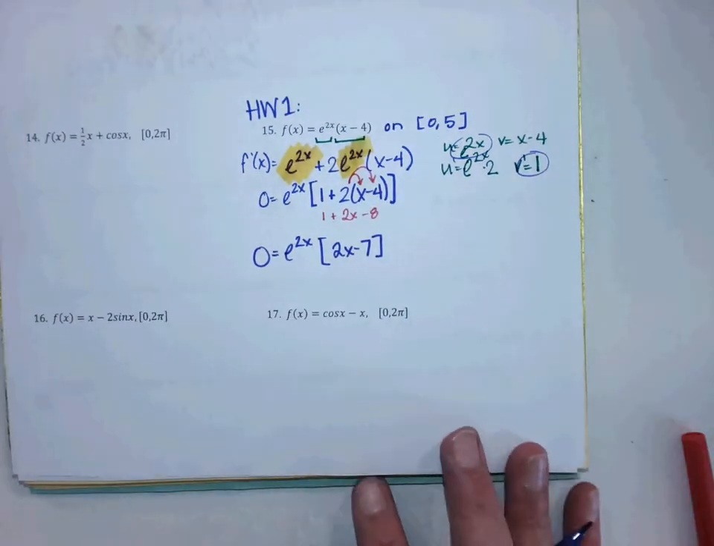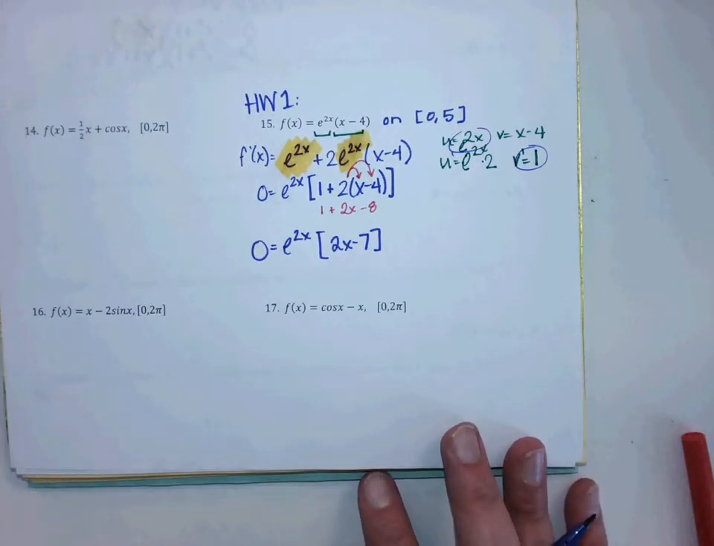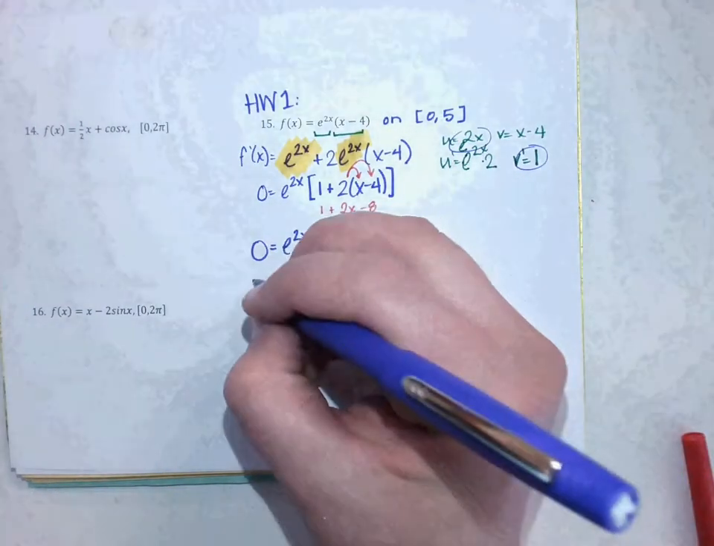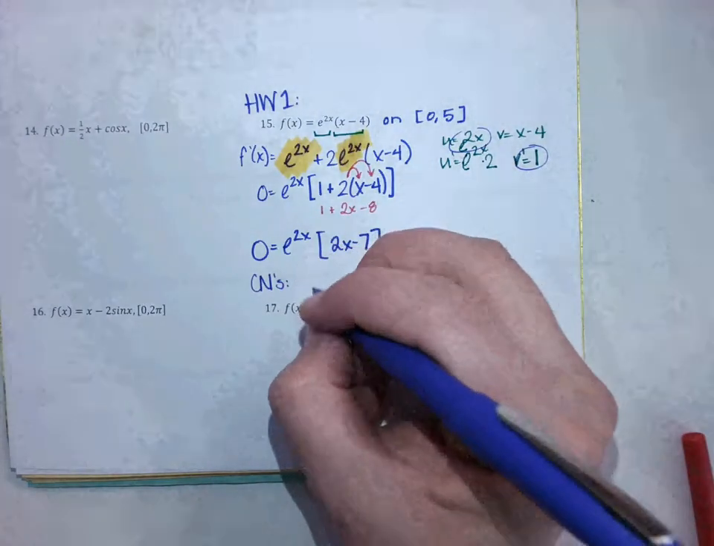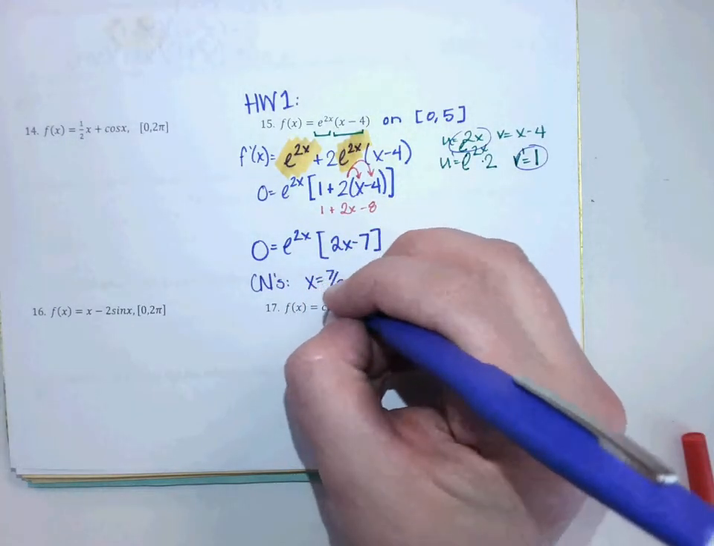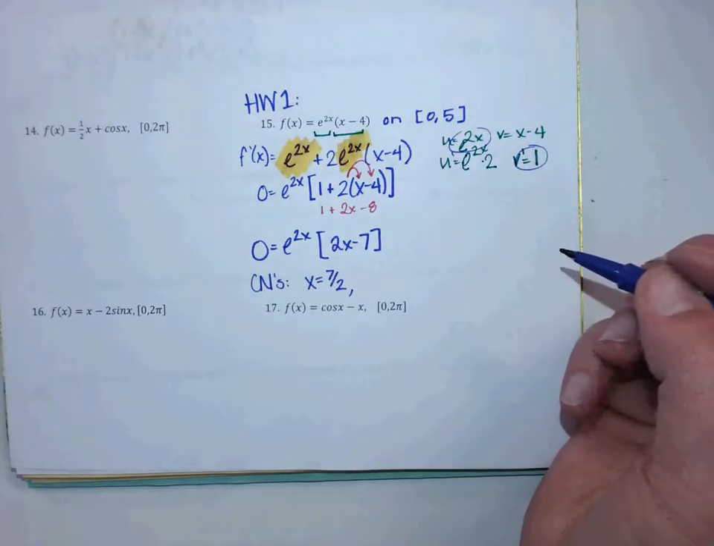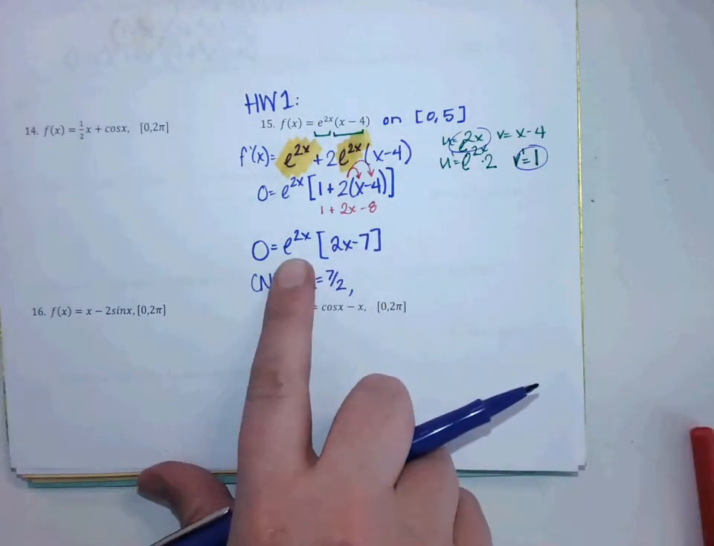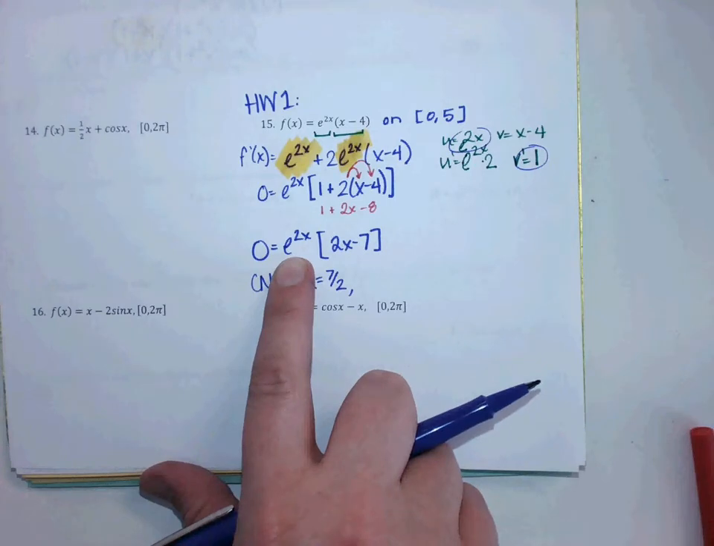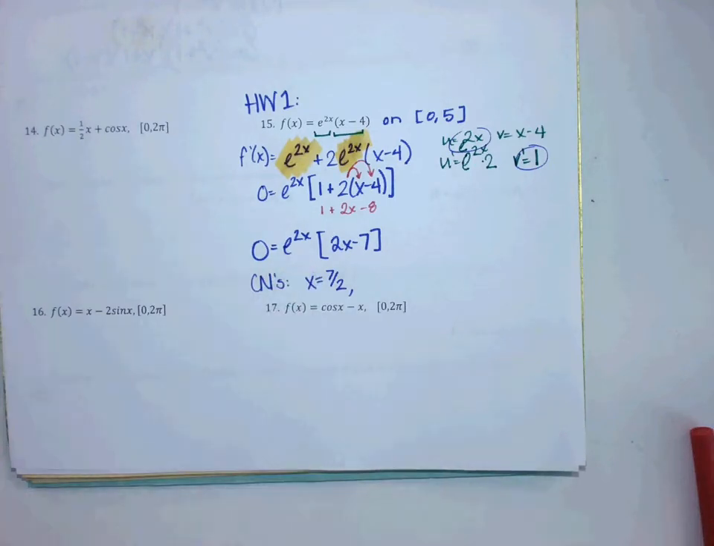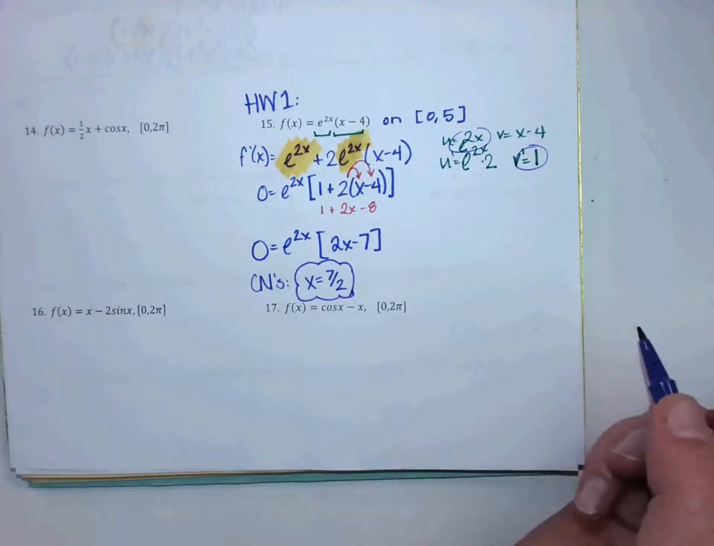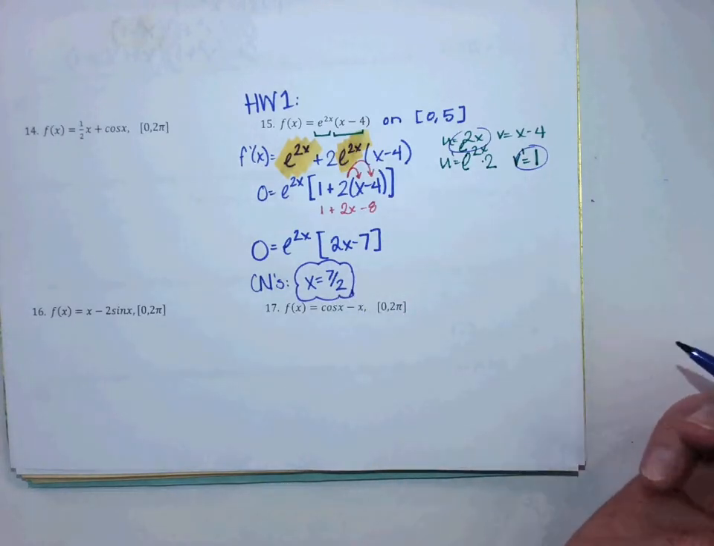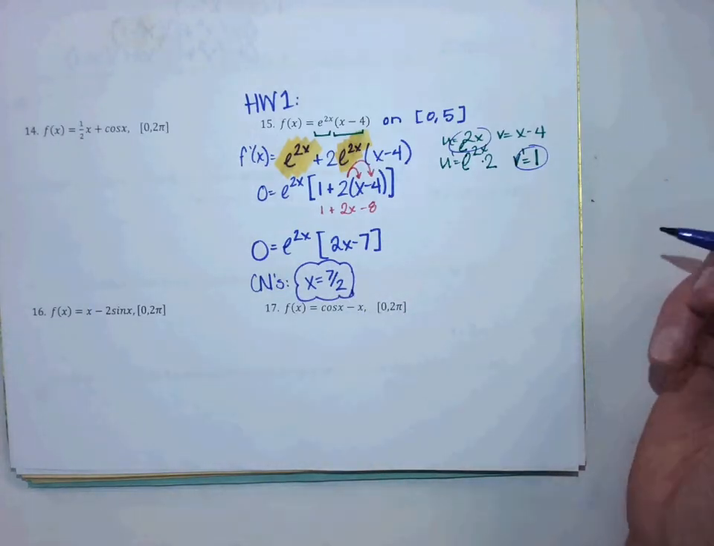Okay, what are the x's called that make that 0? Critical numbers. Okay, and then 7 over 2, that's right. Is there another one, though, from the e? No, because even though e asymptotes towards 0, remember, it never actually crosses 0. Okay, so I have only one critical number, 7 halves.